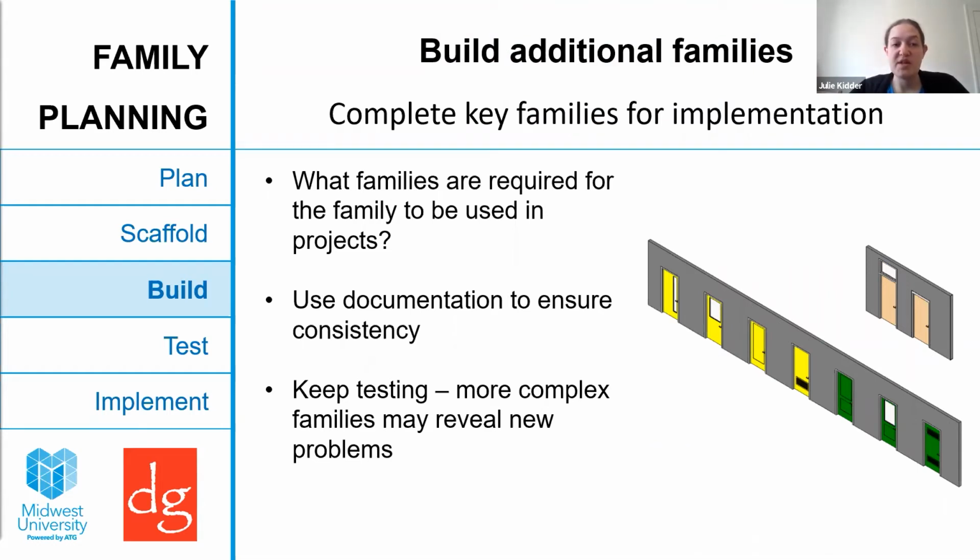What do you need for implementation? So I created additional door leaf types. I'd been working mostly with a solid door in design, and started working in adding glass and louvers because those were the 2 most likely panels that we were going to add. Keep documenting to ensure consistency, and keep testing.